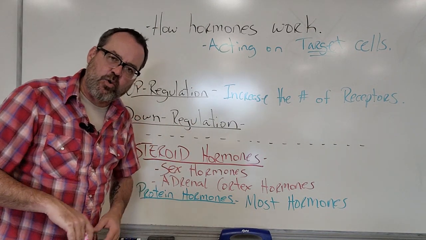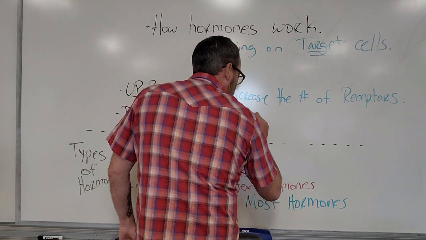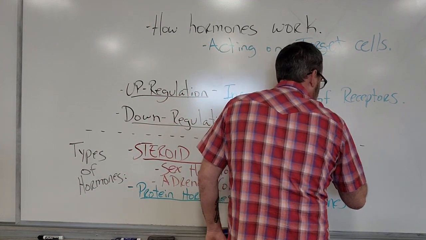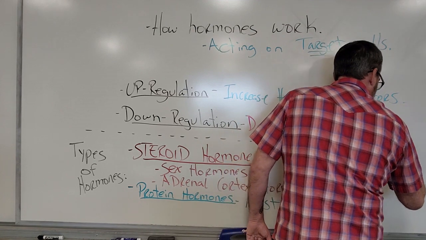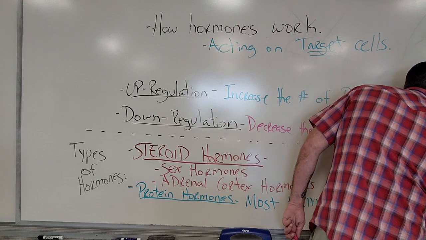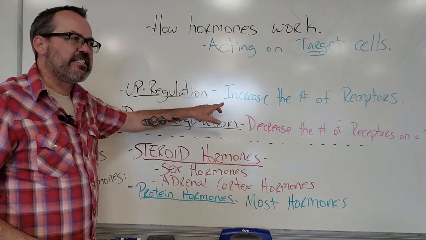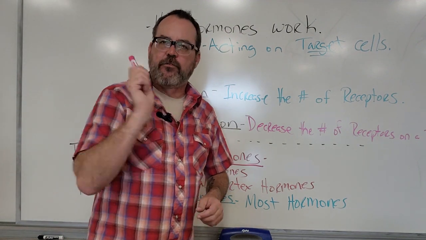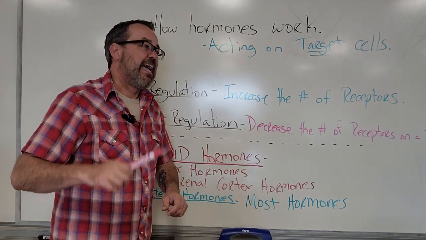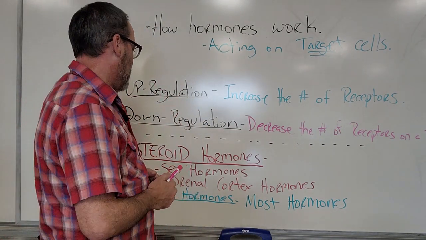Maybe we're trying to weed out this hormone or some of these hormonal effects. We can downregulate our target cells and decrease the number of receptors on a target cell. So that's the difference between upregulation and downregulation. Either we can increase the number of receptors, making it much more likely that the hormone will find that target cell, or we can decrease the number of receptors with downregulation and make it less likely that the hormone is going to find that target cell and be able to elicit the response.